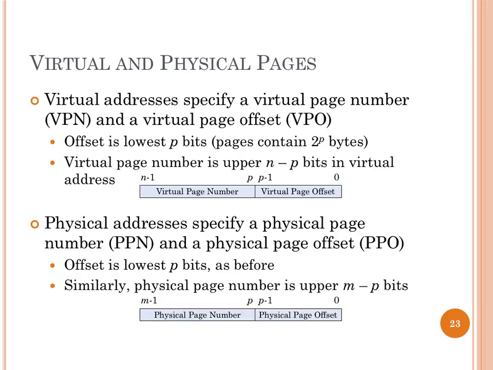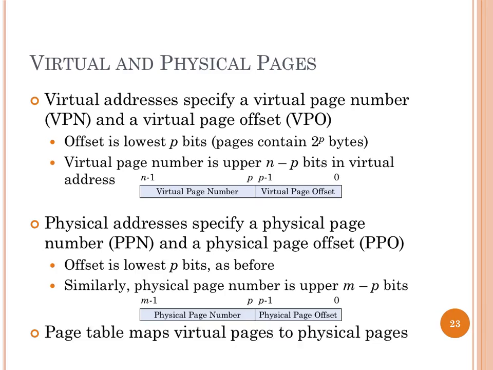Physical address, you have the physical page offset. You can imagine the physical page offset will be identical because the pages in virtual addressing and physical addressing are the same size. We don't want to be crazy. And then you have a physical page number. So you can imagine we have the two parts of the virtual address. We know how to get the physical page offset because it's just the same as the virtual page offset. We just need to figure out how to get the physical page number given the virtual page number.